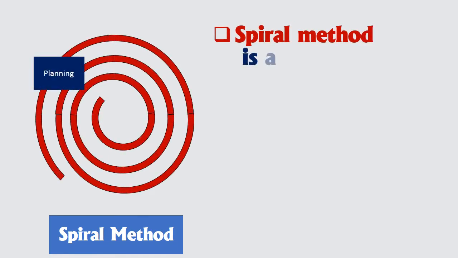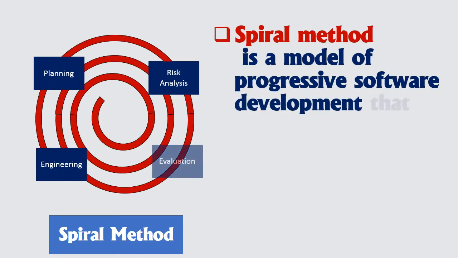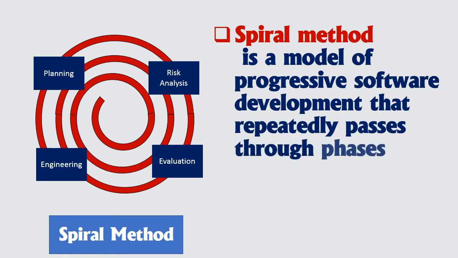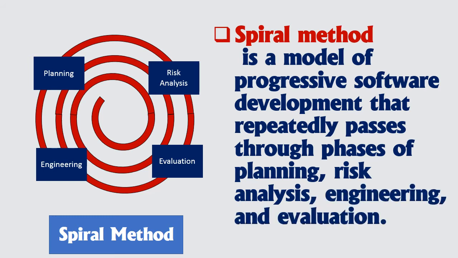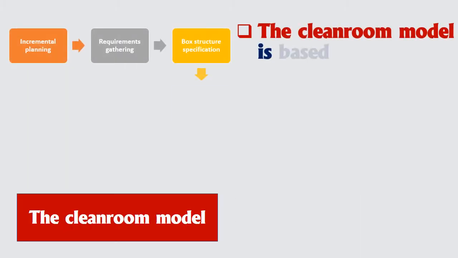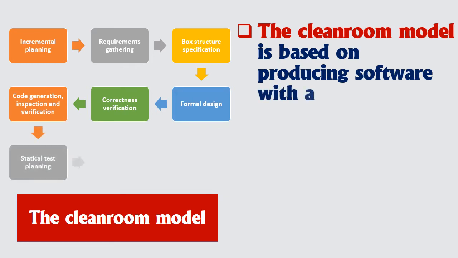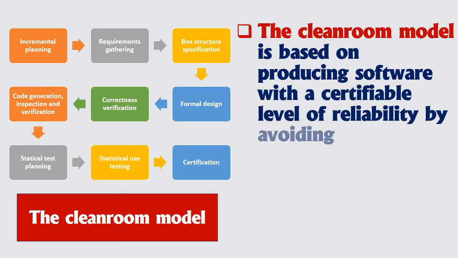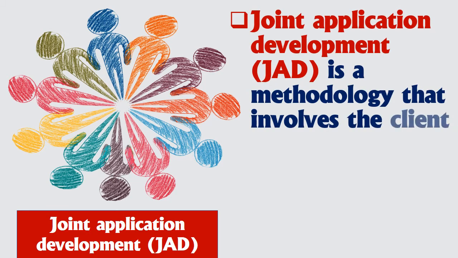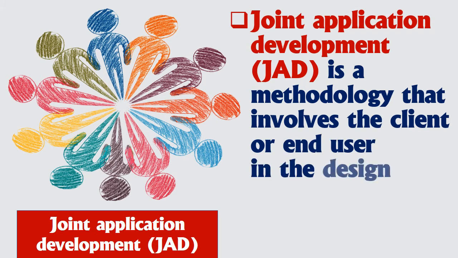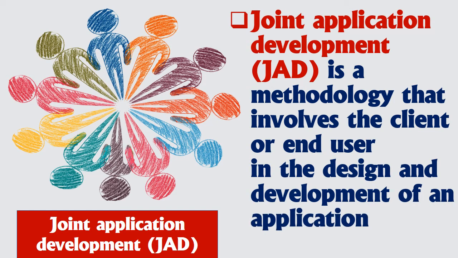Spiral method is a model of progressive software development that repeatedly passes through phases of planning, risk analysis, engineering, and evaluation. The cleanroom model is based on producing software with a certifiable level of reliability by avoiding software defects. Joint application development is a methodology that involves the client or end user in the design and development of an application.